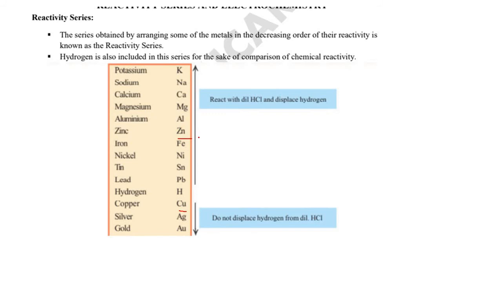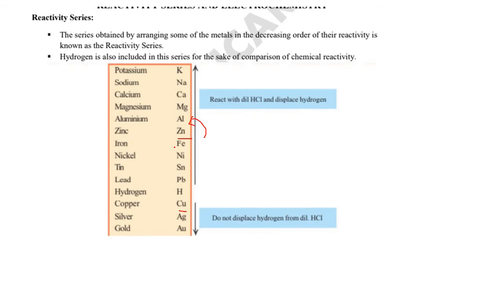Okay, but can zinc displace aluminium? No, it will not. The reason we study the reactivity series is so that you understand which metal can displace the other metal from their solutions. You have to study this series in order, in that same order. Then only will you understand which metal can displace which metal.